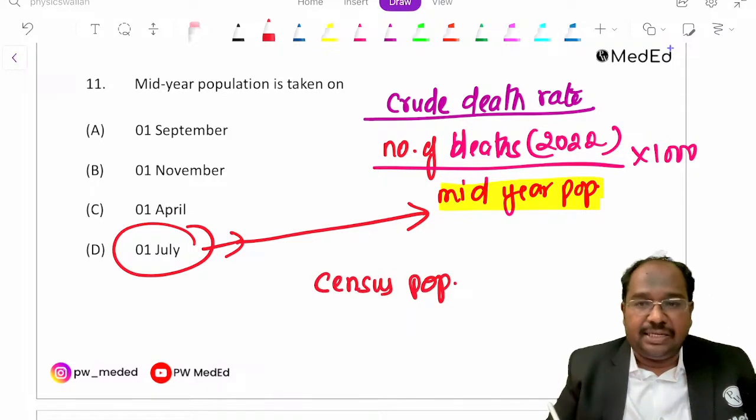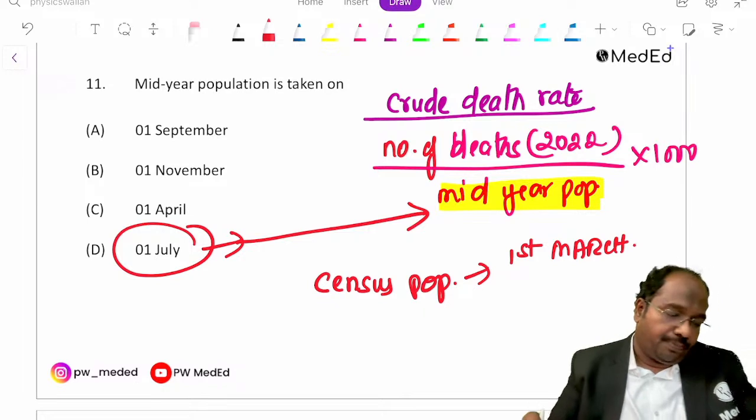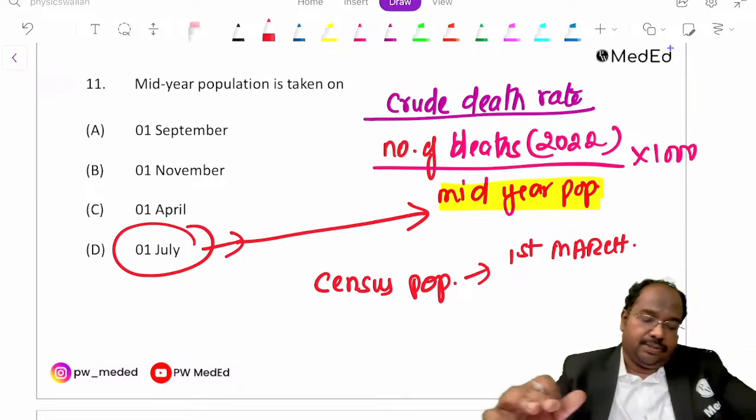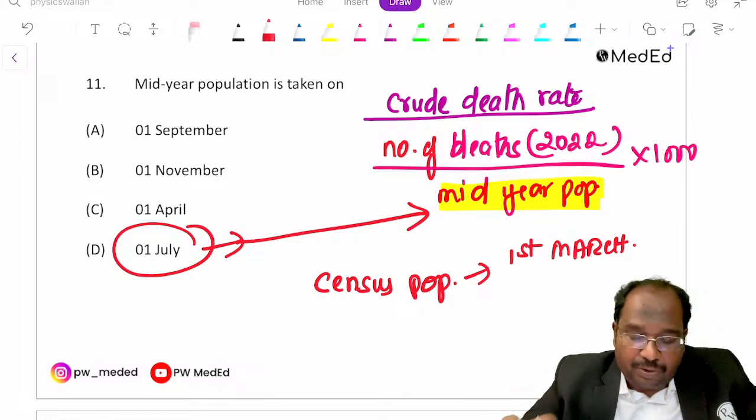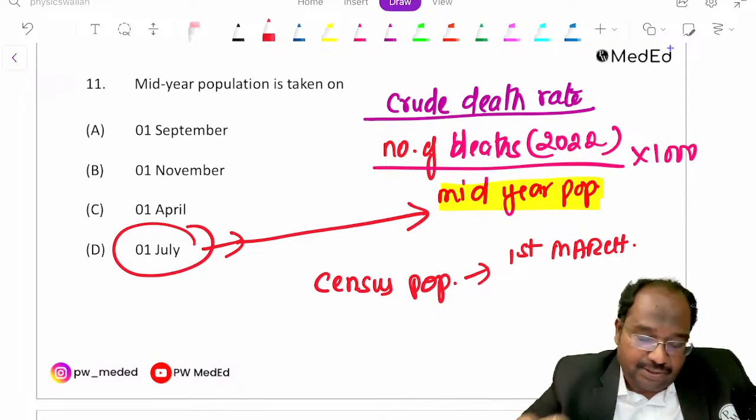Census we take 10 years once. That corresponds to 1st of March, guys. Okay, 1st of March. Mid-year population corresponds to 1st of July. Census population, 1st of March. Okay, fine. We'll go to the next question, guys.